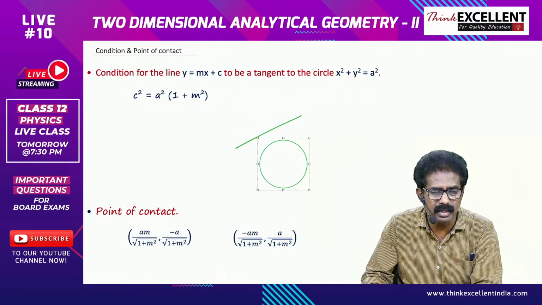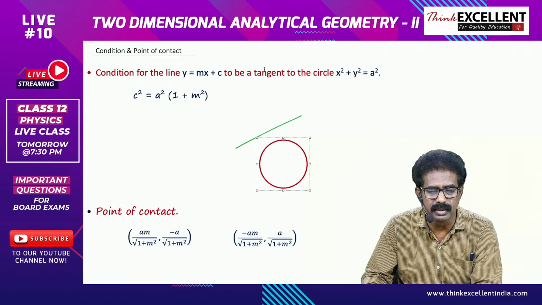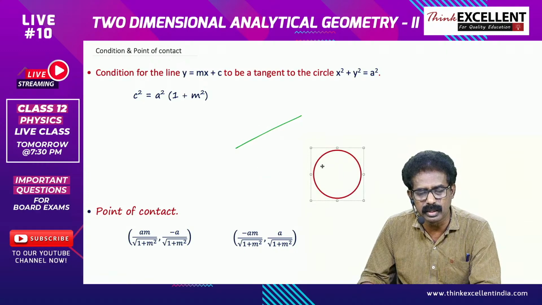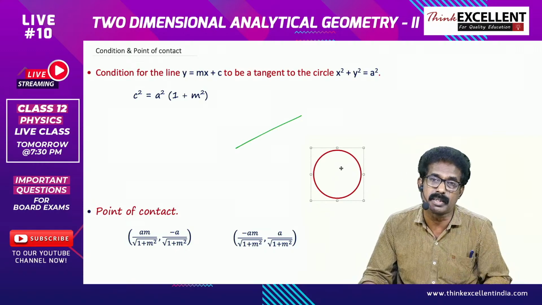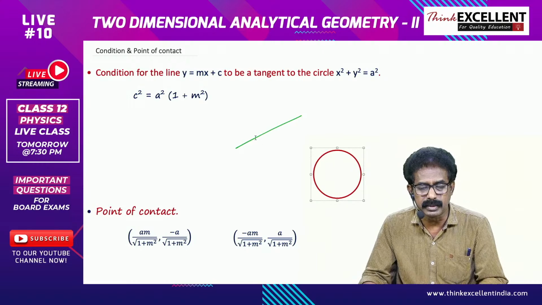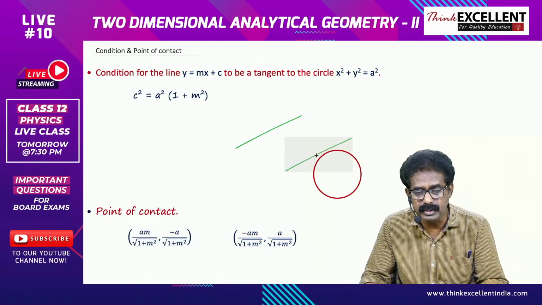Condition for this line to touch the circle. The circle has the equation x square plus y square equal to a square, that is center at 0, 0, radius is a unit. And the line is there, y equal to mx plus c. Condition for the line to touch the circle.